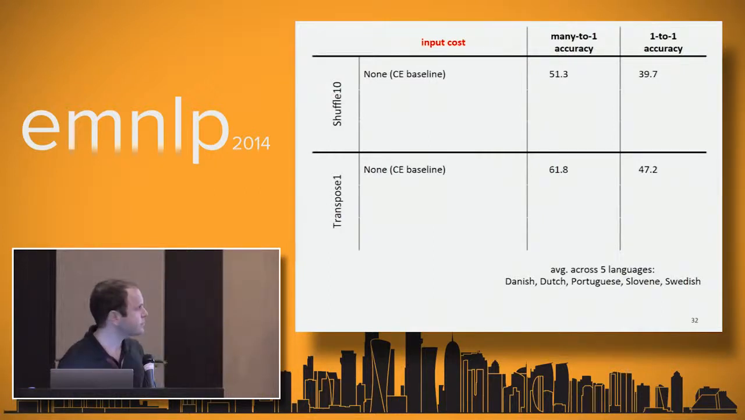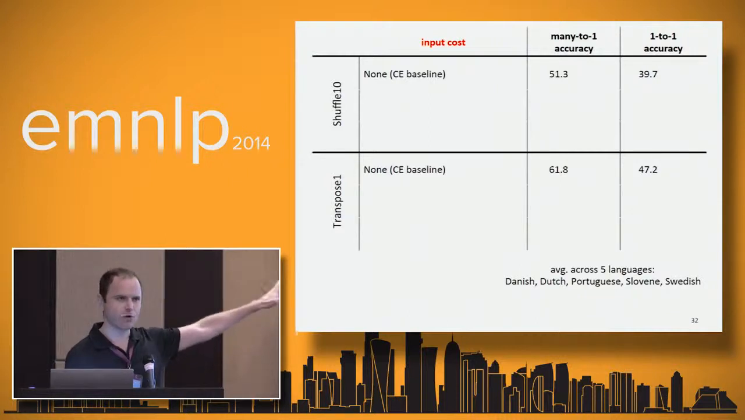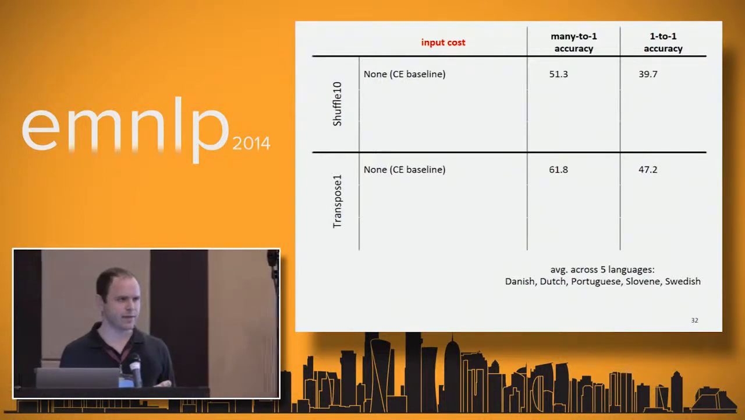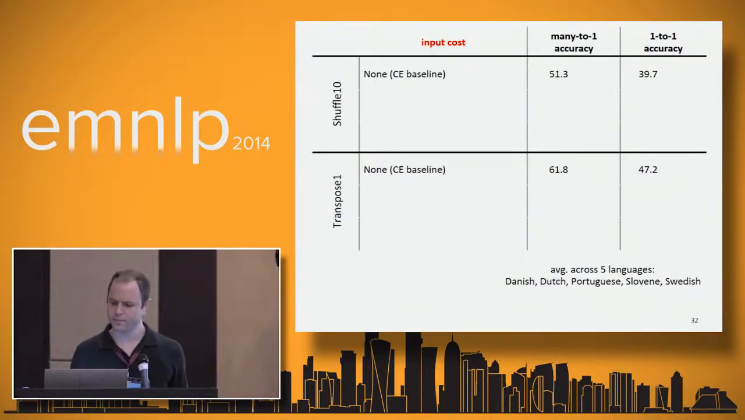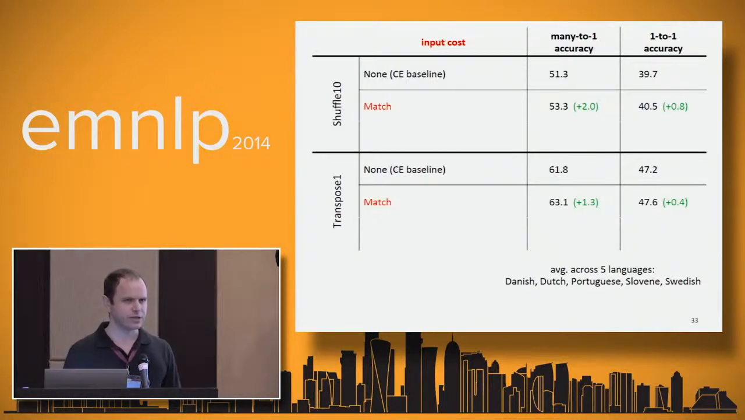Okay, so here I'm showing results for 2 neighborhoods on the left and both of our metrics on the top. And currently, I'm just showing the contrastive estimation baseline results with no cost function. And this is, again, average over 5 languages. When we add the simple match cost function that just counts how many corruptions there were, we see gains in all 4 settings, bigger gains for the shuffle 10 neighborhood, perhaps because that has more variability in terms of number of corruptions compared to transpose 1.